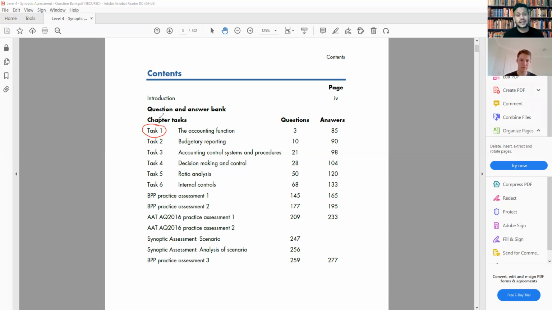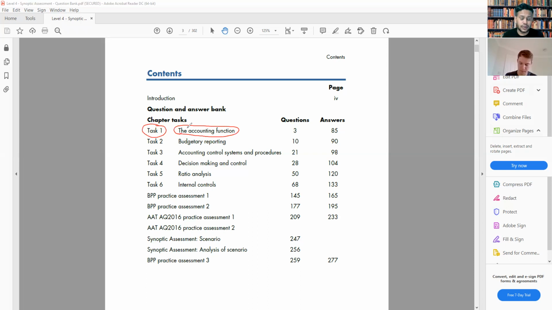Task 1 will be quite straightforward, very straightforward. No workings, no calculation. You don't have to use the calculator. All you have to do is write the answer straight away. This question will be mainly from ethics and the accounting function. All you have to do is choose the answer.